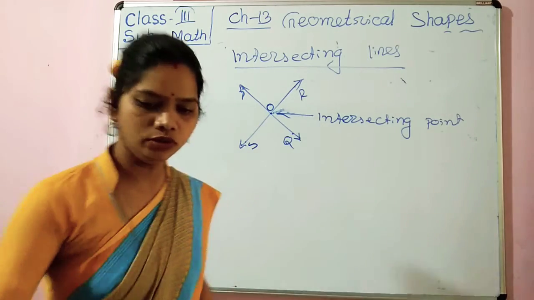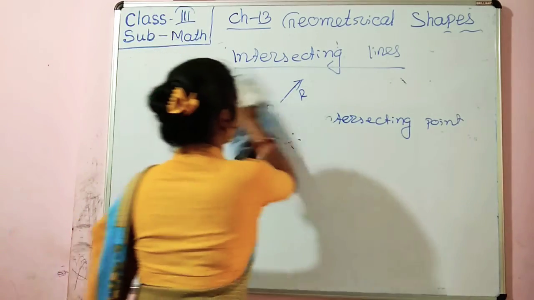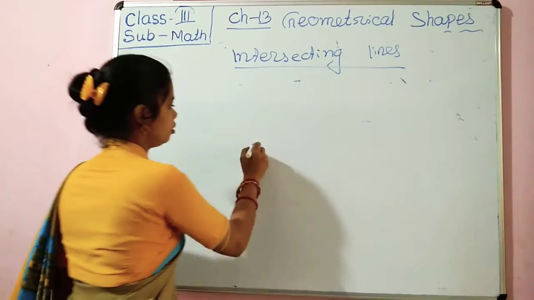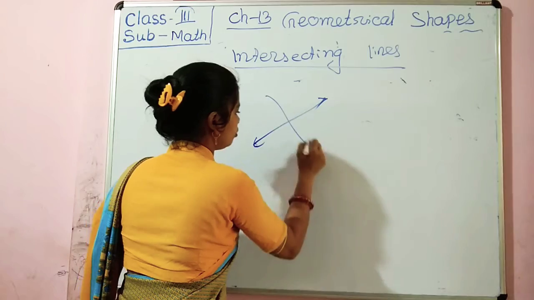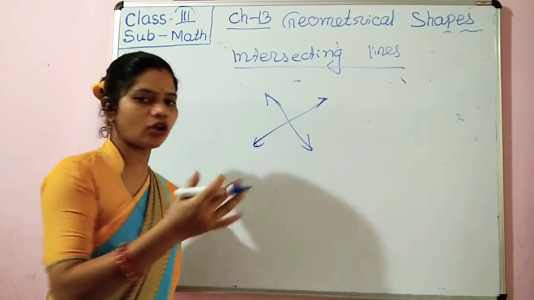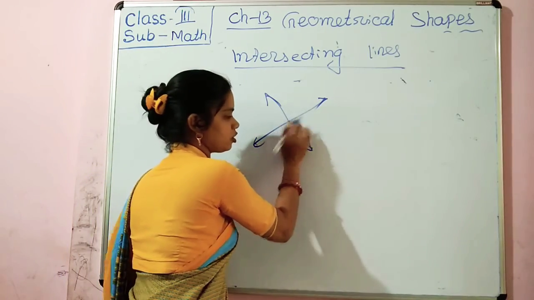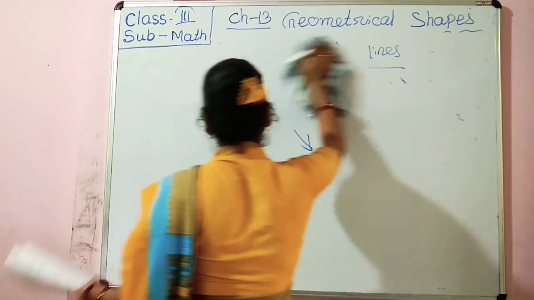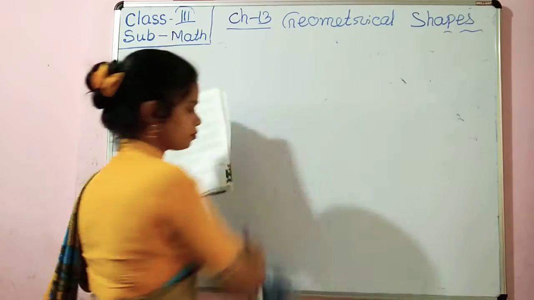Okay, then we know the intersection. All understood. Look, here are straight lines and when they cross each other at a point, it is the intersection point. Okay. Next we know about the curved line.